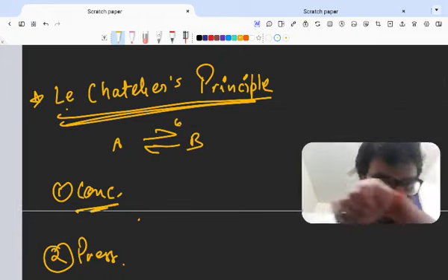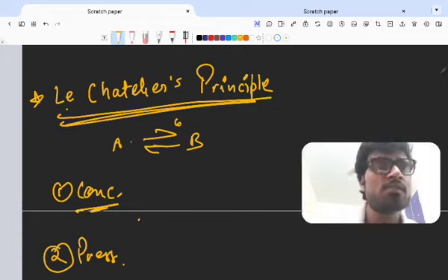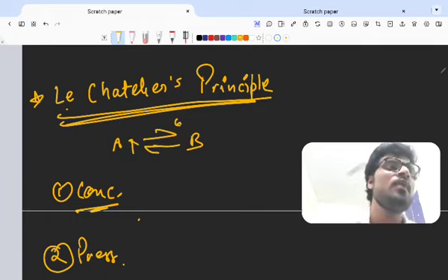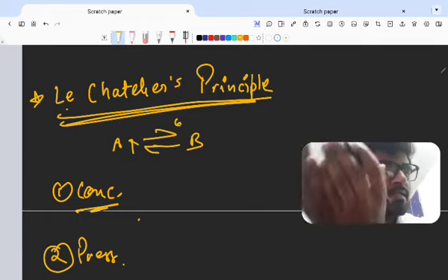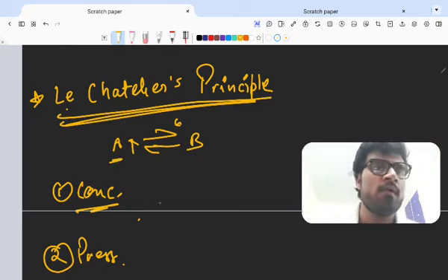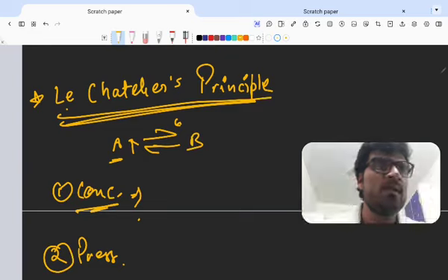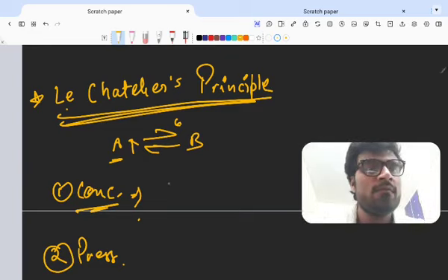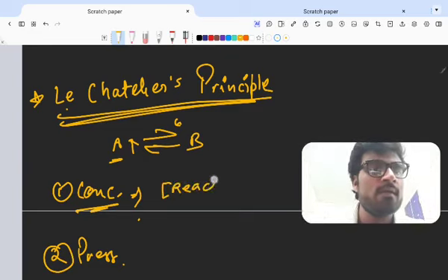Suppose, children, if I increase the concentration of reactant A, then what will happen? A has been increased. It means the reaction will move forward to reduce the amount of A. So the reaction will go where? Forward. It means K will increase, obviously. If the reaction is moving in forward direction, K will increase. If the reaction is moving in backward direction, K will decrease.